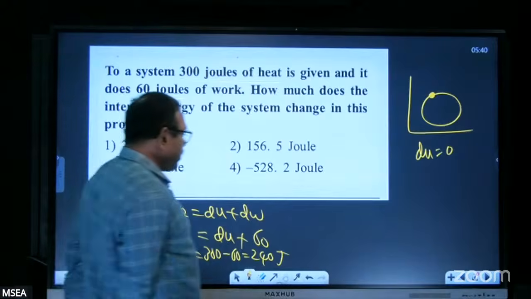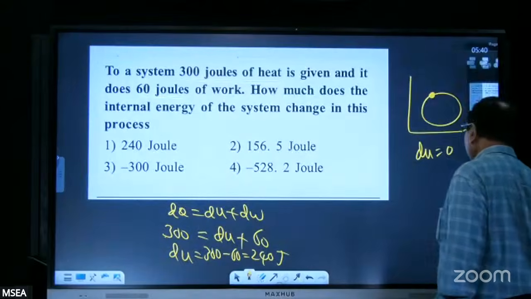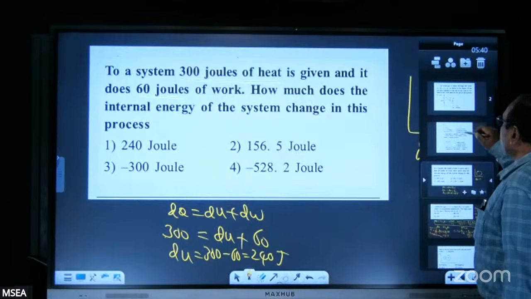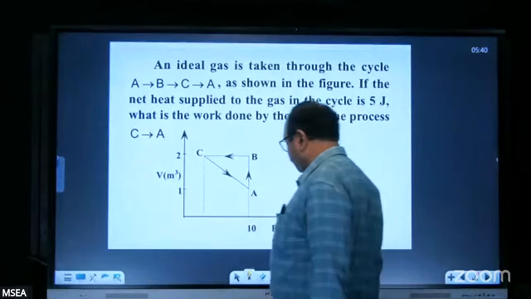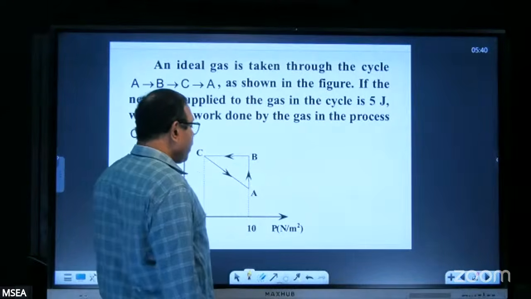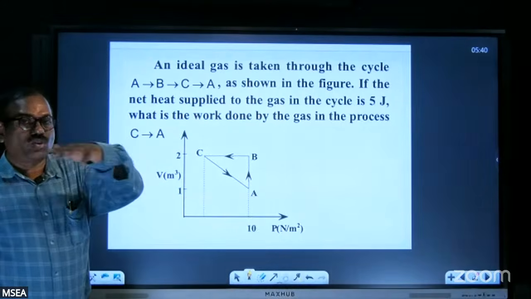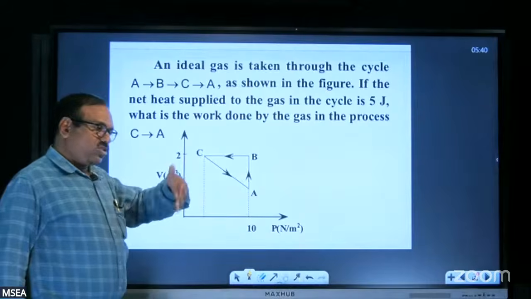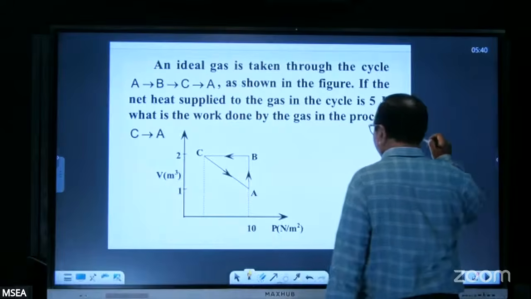Right. Next one, another important question we'll discuss. Let us see another one. So now let us come to this question. Let us see. And one more, so important to remember, there are different processes we have: isothermal, adiabatic, isochoric, isobaric. These things you have. One thing you have to remember.